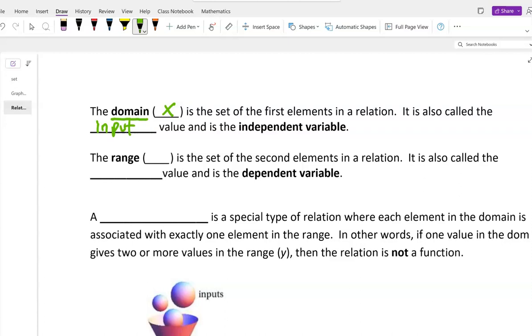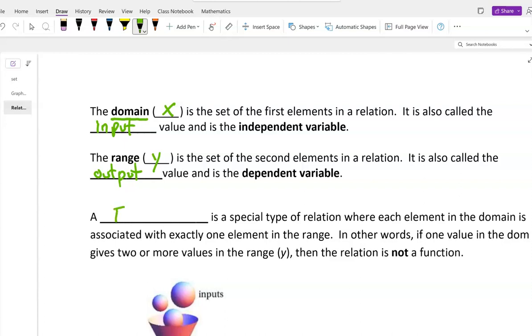All right, on the other hand, the range is the Y value. It's the second set of elements in a relation. It's called the output, and it is the dependent variable. So we have the input, output, X, Y, domain and range. There's kind of synonymous terms. We will use them very frequently.